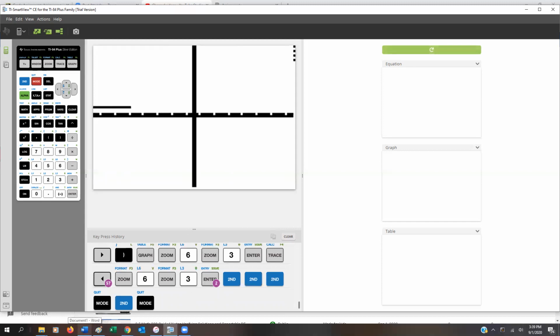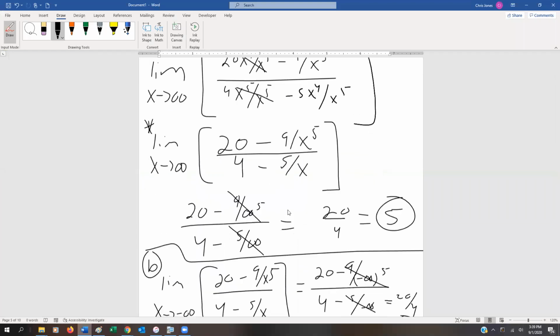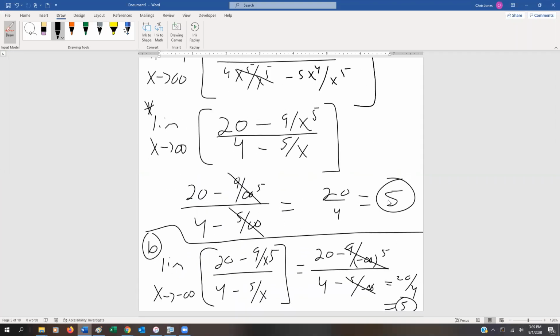I encourage you to always graph when you're trying to find these infinite limits, so that way you can see that the limit does approach a specific value. All right, so in the next video, we're just going to take a look at 2 more types of problems with infinite limits, and then we'll be done with those infinite limits.